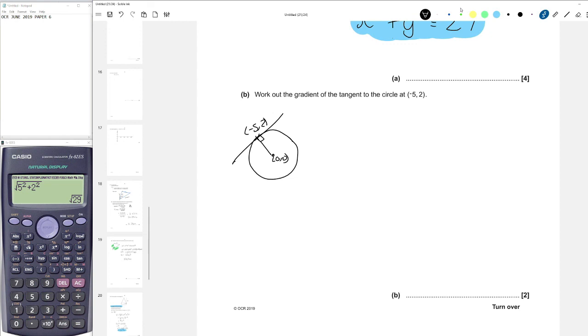So I'm going to work out the gradient of this line here. It would be change in y over the change in x. So 2 minus 0 over minus 5 minus 0. That would be 2 over minus 5. So yeah, that would be minus 2 over 5. Now the perpendicular gradient would be the negative reciprocal. So the reciprocal means I have to swap the two numbers around, and then I multiply it by minus 1. So my gradient would be 5 over 2. And that would be my final answer, because it only wants the gradient.